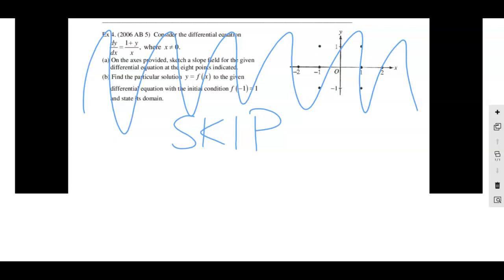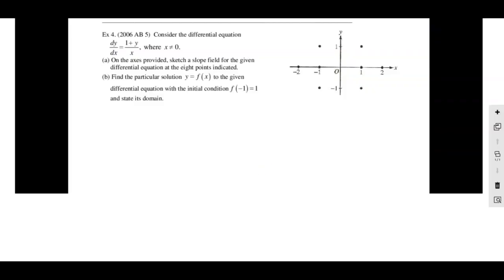It's pretty much the same. I don't want to do it though. Let's just skip it, and then let's move on to the last example.